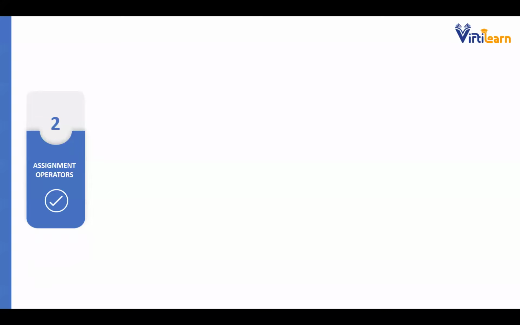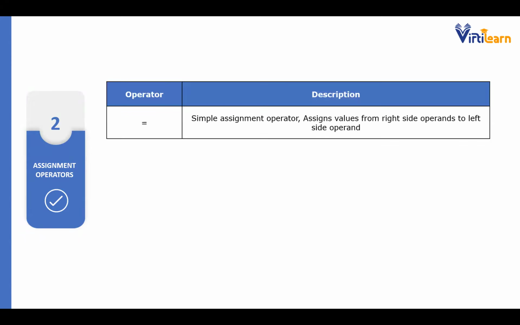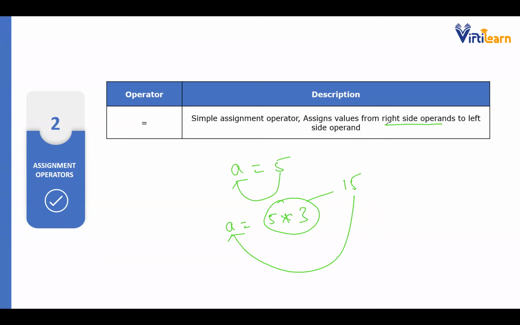Sir, what is assignment? Assigning something, assignment, right? So equal to stands for the assignment operator. What happens is whatever values you have on the right side will be assigned to the left side variable. Okay. So A is equal to 5 I'll take. So what's happening here? 5 is assigned to A. A is equal to 5 into 3 I'll write. What will happen? This expression will be evaluated. What is 5 into 3? 15. This 15 will be assigned to A. So the right side operand goes to the left side operand.